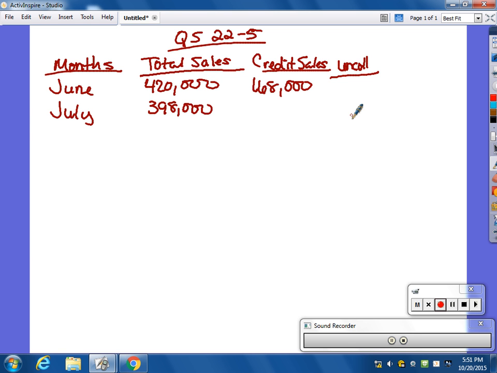What percentage of that 398 is credit? Tell me the percent, not the number. 20%. Explain to me why it's 20%, other than you see it there. Because it says 20% are collected in the same month of the sale. But 20% of 398 is not. It's not 20%.